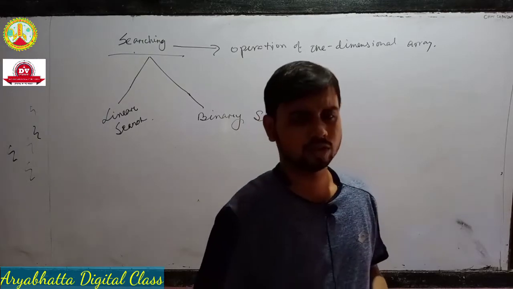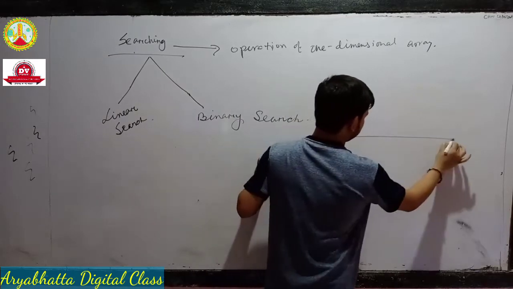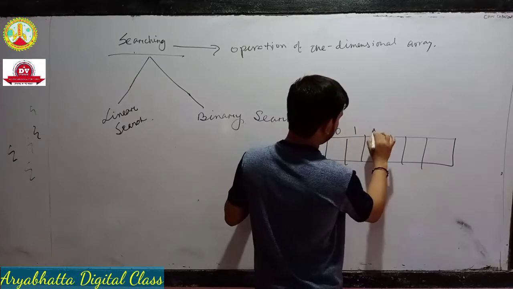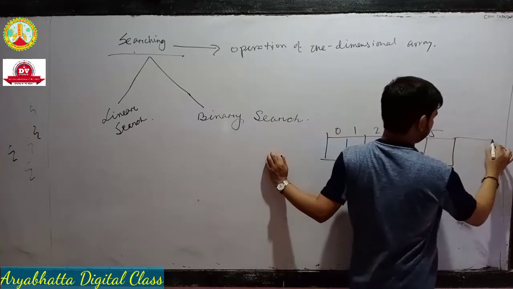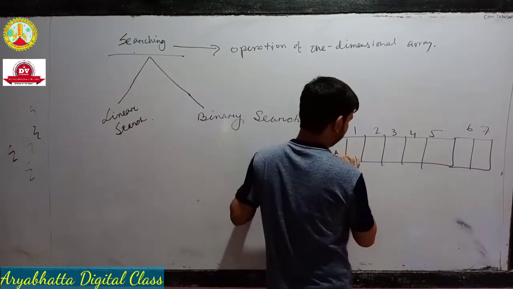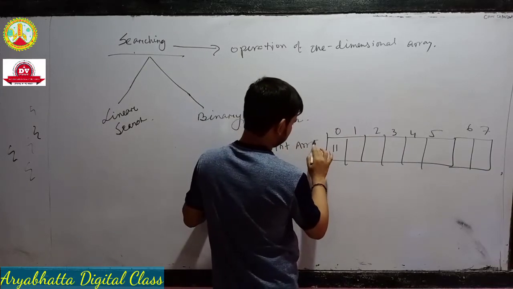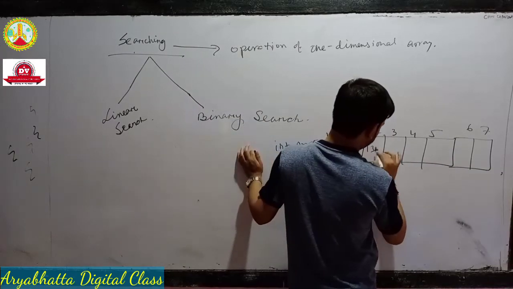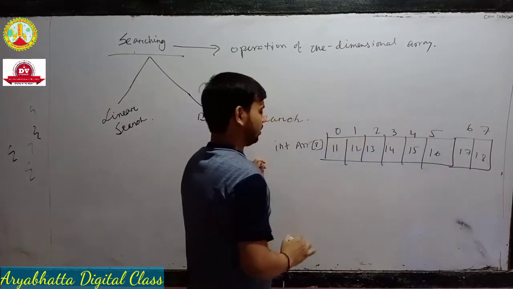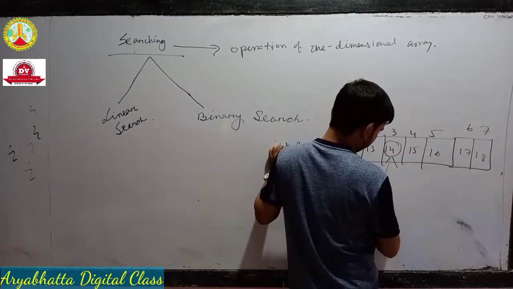In linear search, we have to compare the value. I will show you. Suppose this is an array, okay? You see it: 0, 1, 2, 3, 4, 5, 6, 7. Suppose there are 8 elements. Suppose this is an integer array, int A[8]: 11, 12, 13, 14, 15, 16, 17, 18. Suppose we have to search for this item, 14.